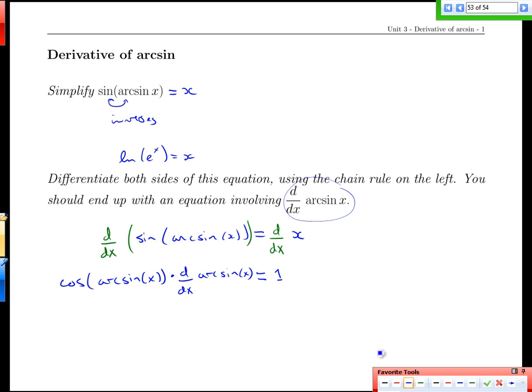Well, why is that interesting? It's because everything we see here we know. The only thing that is not known is the derivative of arcsine of x. Well, that's exactly what we want. We want to know that. So all we have to do is rearrange, and we can get an alternate expression for the derivative of arcsine of x.